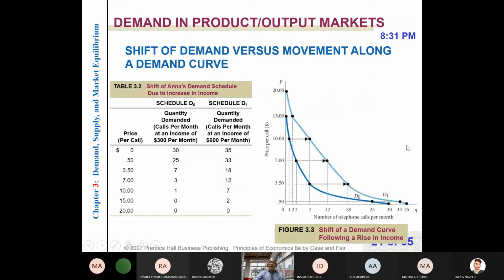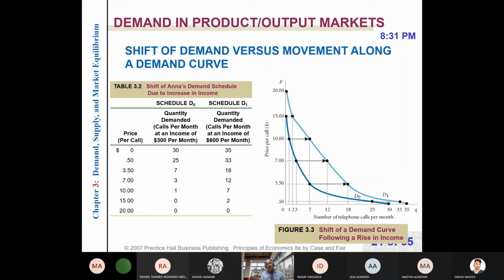So this slide is the most important slide in the whole story of microeconomics. So I said chapter 3 is important, demand section is important, and this slide is important. So if you understand this slide, microeconomics will be easy. I promise you that you will pass microeconomics so easily with high grade.